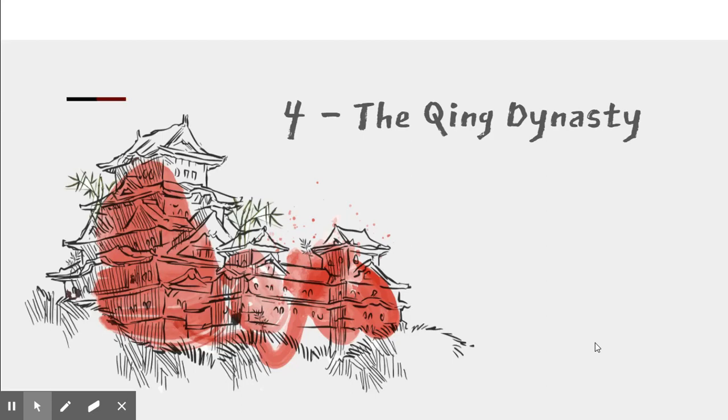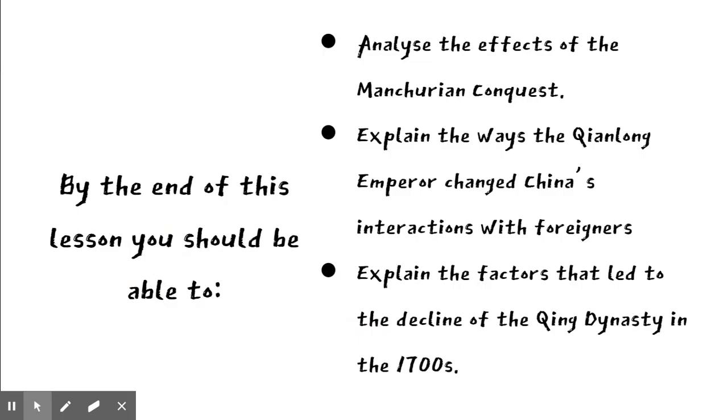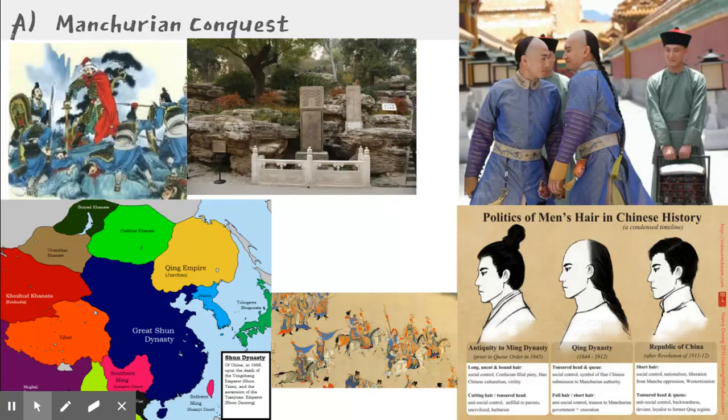Today we're going to pick up the story where we left off after the Ming Dynasty declined with the rise of the Qing Dynasty, one of the longest lived and most important dynasties in Chinese history. So here are your objectives for today. Analyze the effects of the Manchurian conquest, explain the ways the Qianlong Emperor changed China's interactions with foreigners, and explain the factors that led to the decline of the Qing Dynasty in the 1700s. So without further ado, let's dive in.